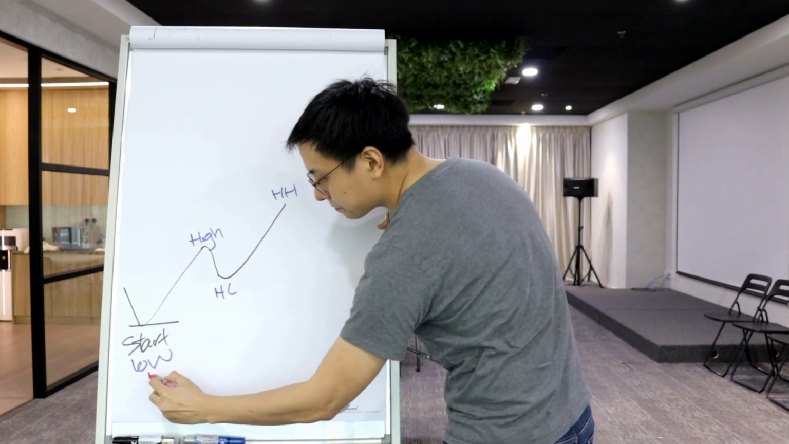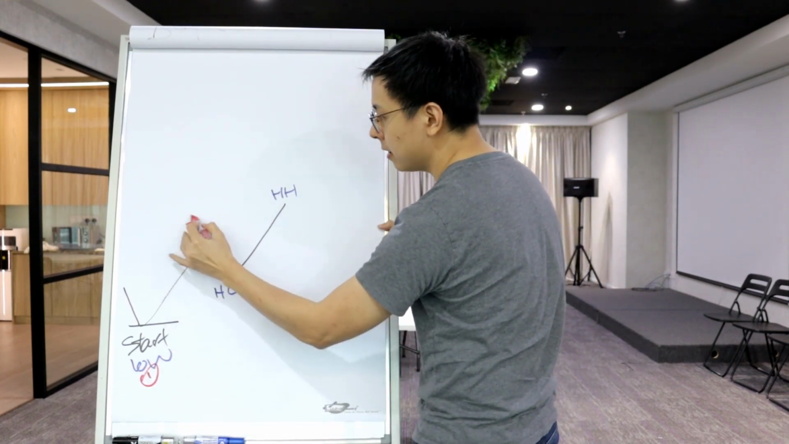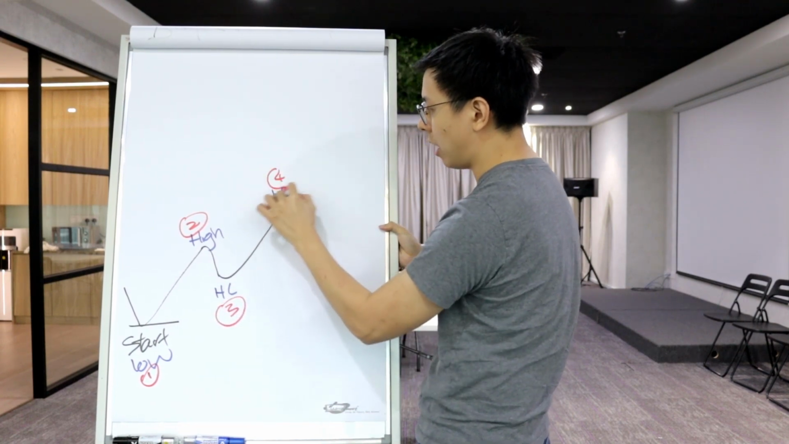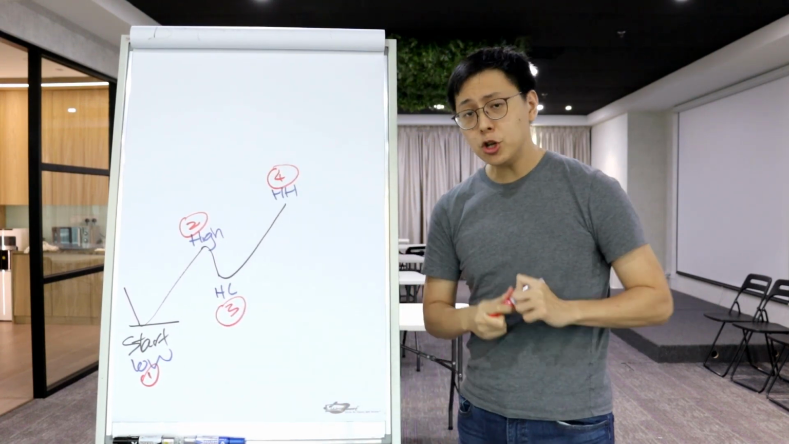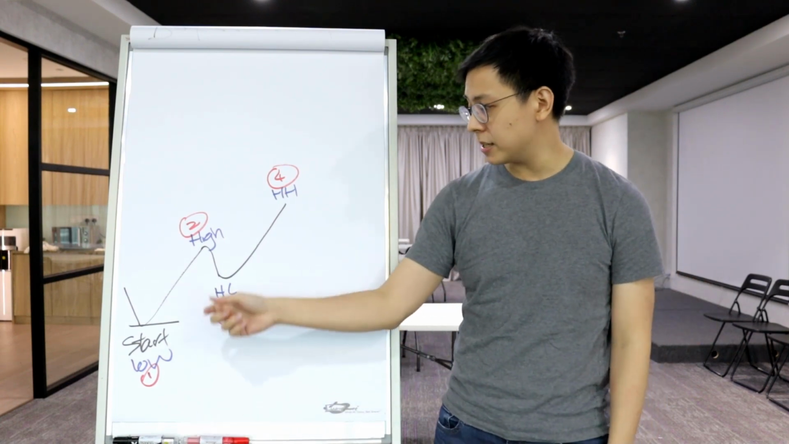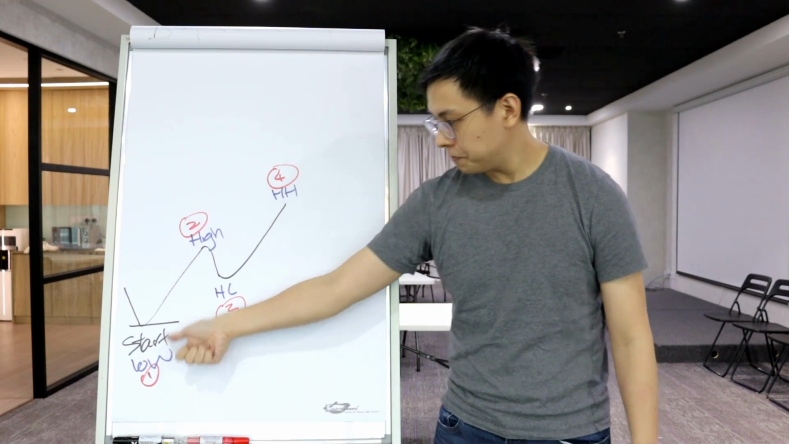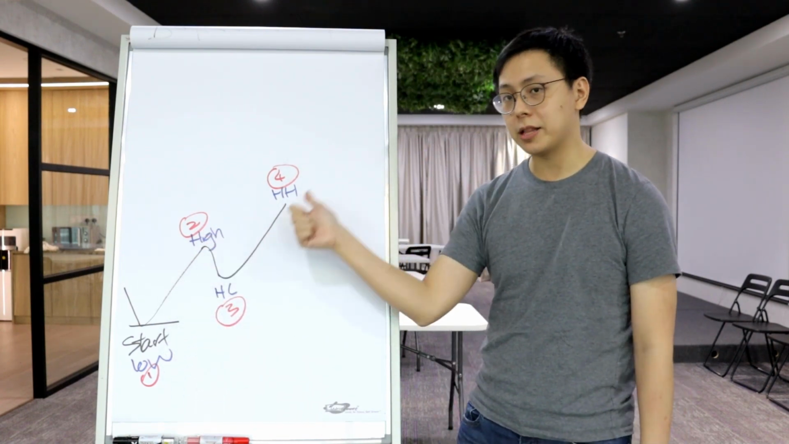Okay, you need a low, you need a high, you need a higher low, and you need a higher high. So for you to establish if this is an uptrend or not, you need to have a minimum of 4 points: a low, a high, a higher low, and a higher high.